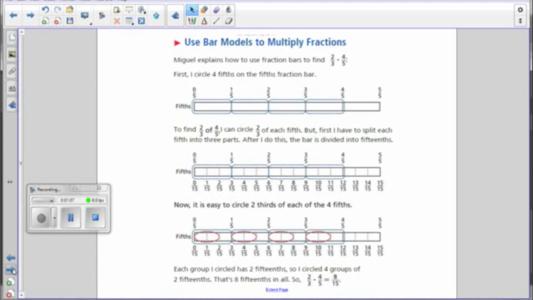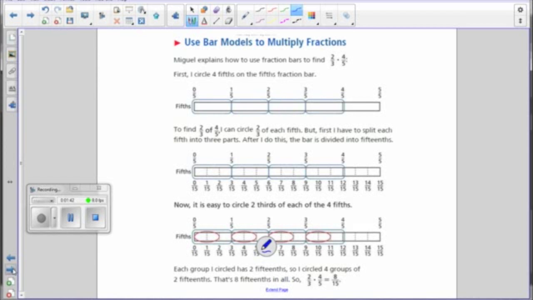So using bar models to multiply fractions looks a little like this. Miguel explains how to use fraction bars to find 2/3 times 4/5. First, he circles 4/5. Notice the blue circles here on the fifths fraction bar. So here's a fraction bar that's divided into fifths, and he has 4/5.